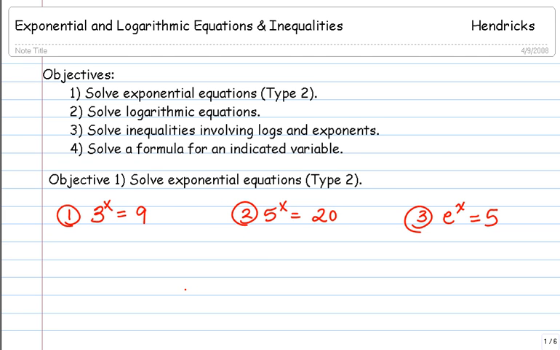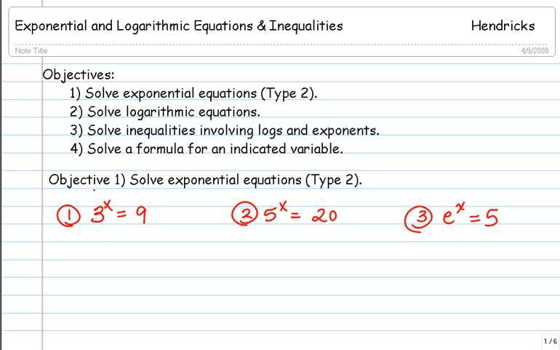Let's talk about exponential and logarithmic equations and inequalities. We're going to talk about solving another type of exponential equation. It's type 2. We're going to look at solving logarithmic equations and then inequalities involving logs and exponents, and also how to solve a formula for an indicated variable. So let's begin with solving exponential equations.